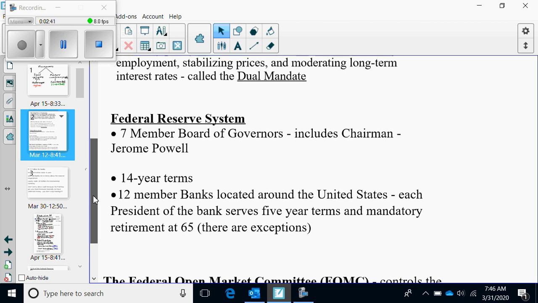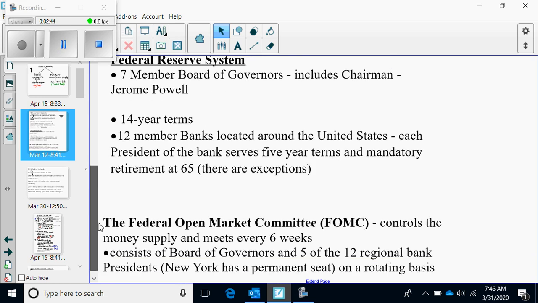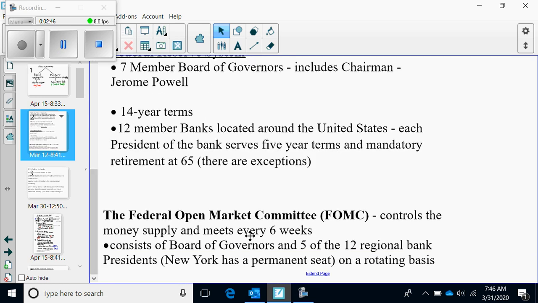There are exceptions. Now, the main thing they do is they join together every 6 weeks in the Federal Open Market Committee, and they decide whether to do just two things: increase the money supply or decrease the money supply. That's really it. And they're going to take a lot of variables into account to decide this. The committee is all 7 of the Board of Governors and 5 of the 12 regional bank presidents. The New York bank president has a permanent seat because that's where Wall Street is.